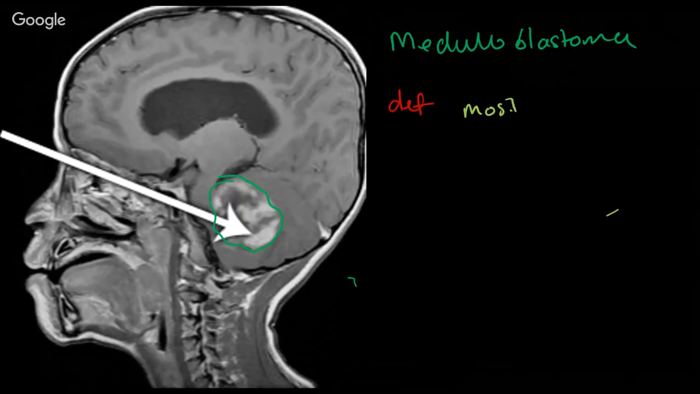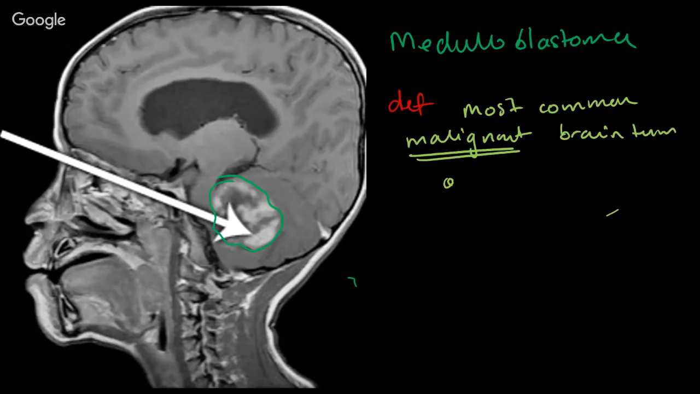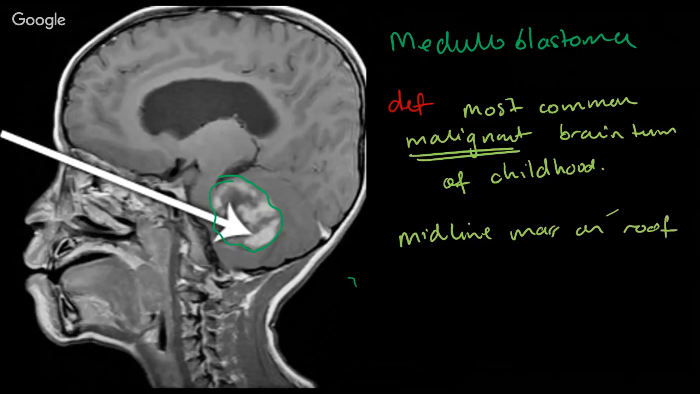So it's the most common malignant tumor. Malignant, that's an important word: malignant brain tumor of childhood. That's an important part to remember because it's malignant. And it presents as a midline mass, a midline mass on the roof of the fourth ventricle.